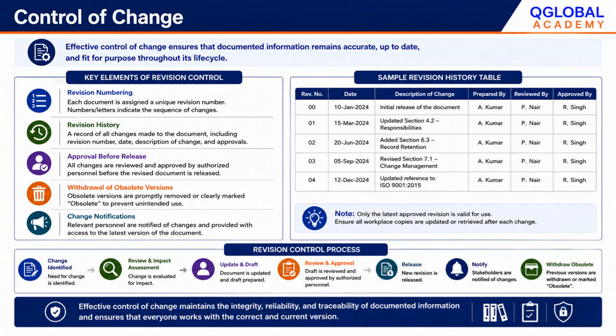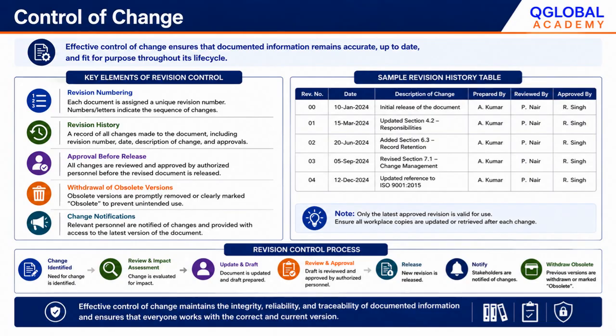Change notifications are also critical. Relevant personnel must be informed of updates and provided access to the latest version, ensuring that everyone works with accurate and current information. The revision control process follows a structured flow. It begins with identifying the need for change, followed by impact assessment. The document is then updated and drafted, reviewed and approved, and officially released. After release, stakeholders are notified, and previous versions are withdrawn or marked obsolete.